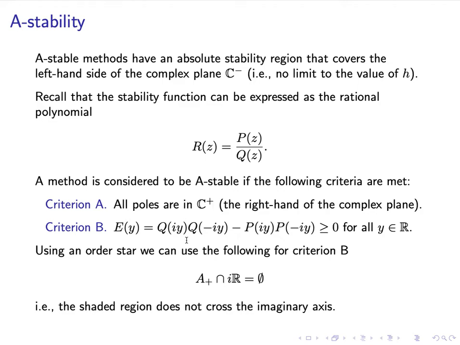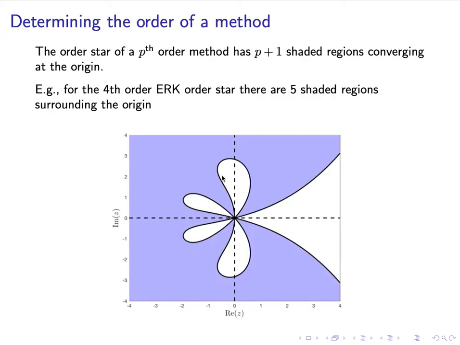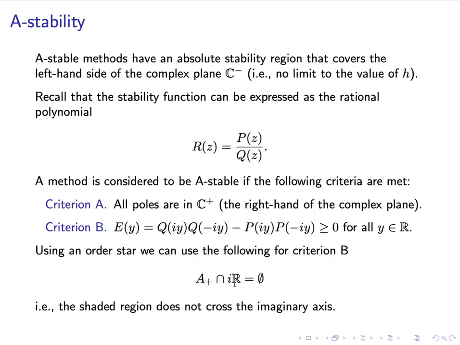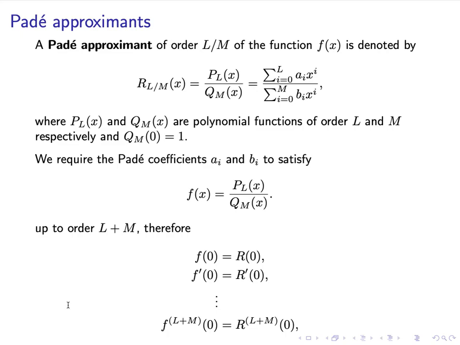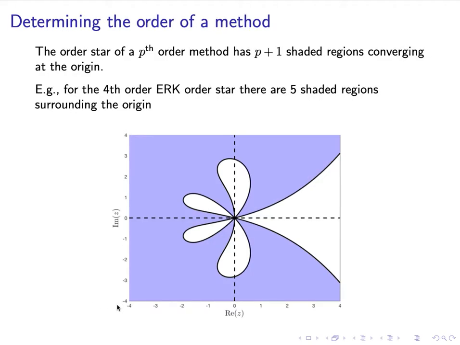So using an order star, we can replace criterion B with this. It means the shaded region, which is A plus, this blue region here, has an intersection with the imaginary axis equal to the empty set. In other words, the shaded region does not cross the imaginary axis. If I go back to the 4th order Runge-Kutta method order star, you can see down here and up here the shaded region crosses the imaginary axis, so this is not an A-stable method.